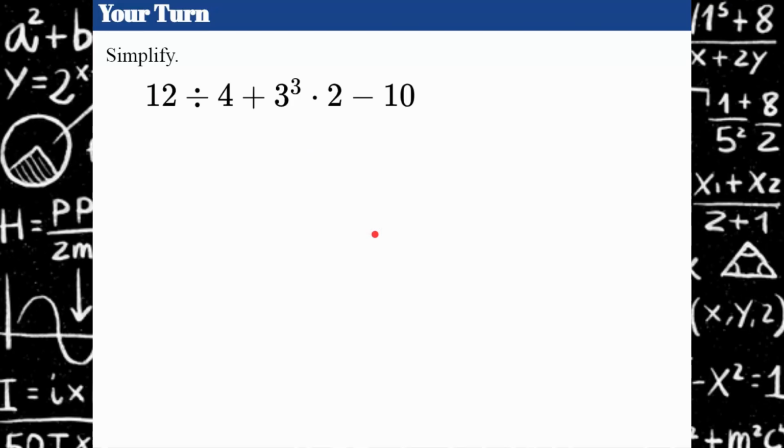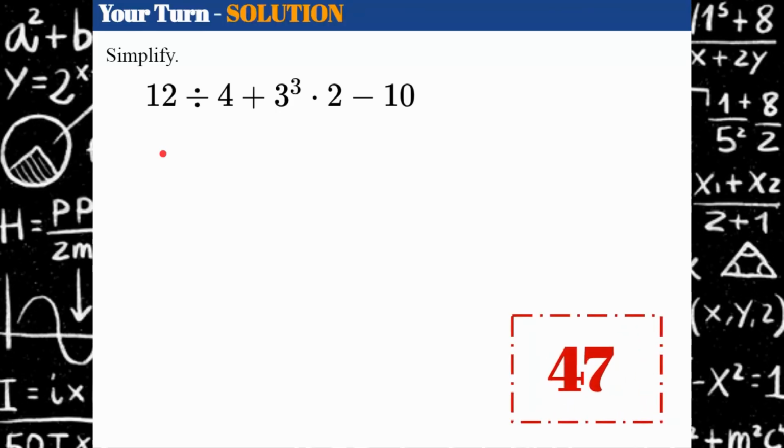Your turn. I would like you to solve this, and my hint would be to use PEMDAS, order of operations. Please pause, come back when you're ready. Welcome back. Let's see how you did. So the first thing I want to do is identify P for parentheses. So I'm going to tell you that the answer was 47, and now I'm going to model it.